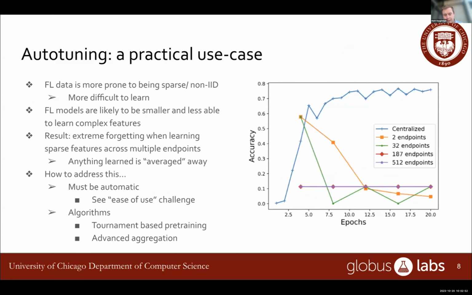So a practical use case, here's the example, is from the Wellington camera trap data set, which is a bunch of camera traps around Wellington, New Zealand that take pictures of wildlife. The data is very sparse. It's very hard to see the animals as a human, let alone a simple machine learning model, and it's very non-IID. So without any interesting auto tuning, you're going to get very, very poor results. And again, we want it to be simple.